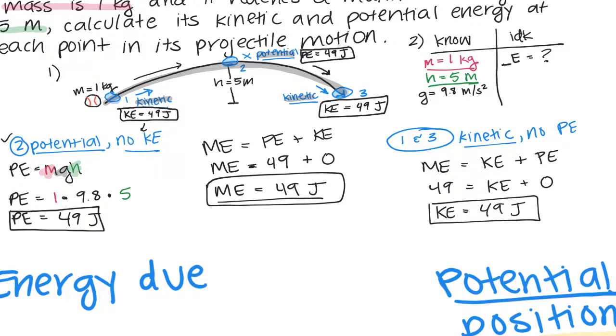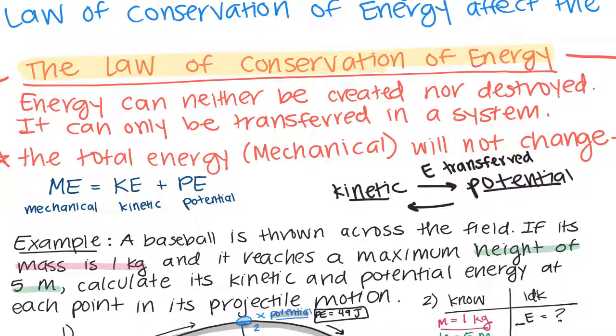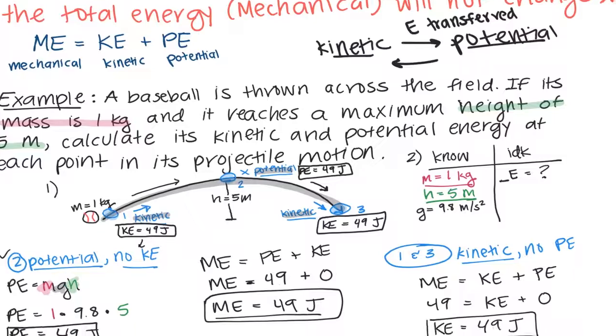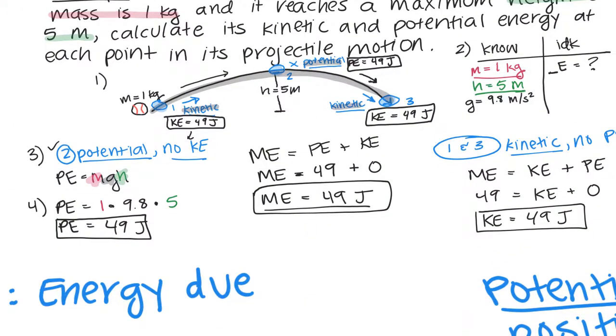The total energy of the system did not change. And that is because of the law of conservation of energy. Total energy will not change. Energy is only going to be transferred between types. It can only be transferred from kinetic to potential and back to kinetic.